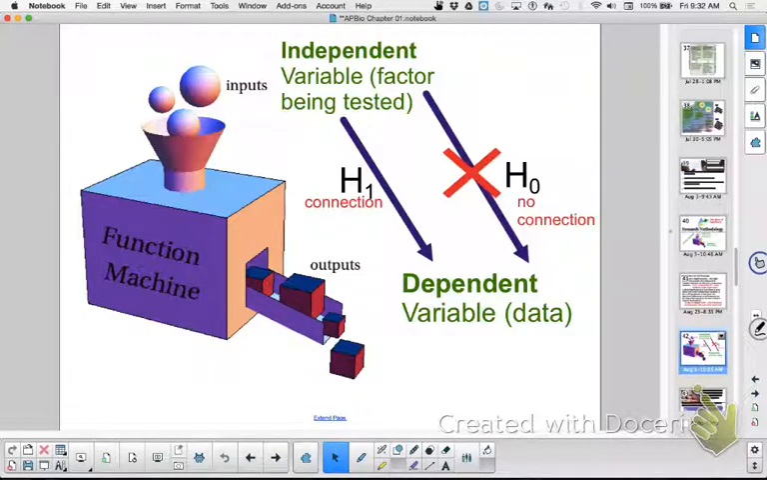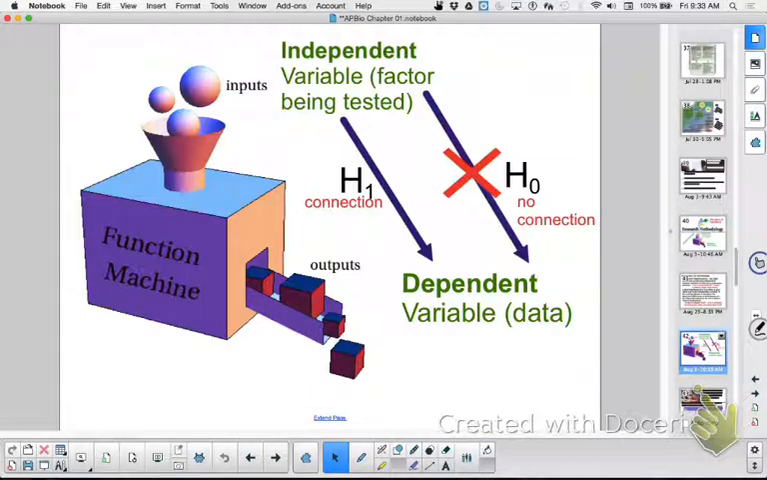Can a null hypothesis be useful? Yeah, because you can start ruling some things out as either a contributing factor or not a contributing factor. Does that make sense? So null hypotheses are very useful, okay?